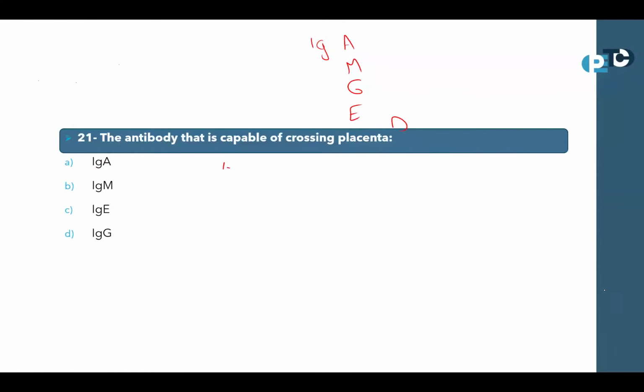The antibody that is present in external body fluids is A. The antibody involved in hypersensitivity reaction or allergic reaction, hypersensitivity type 1, is E. The antibody that is the most common, or sometimes called the most abundant, is G.